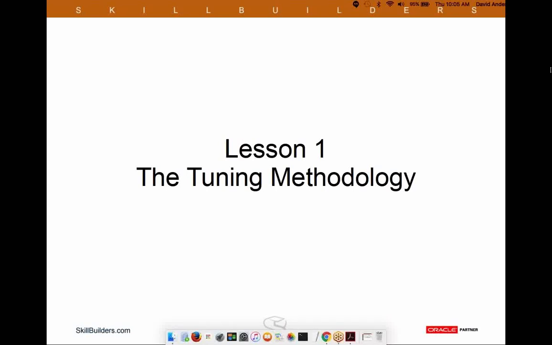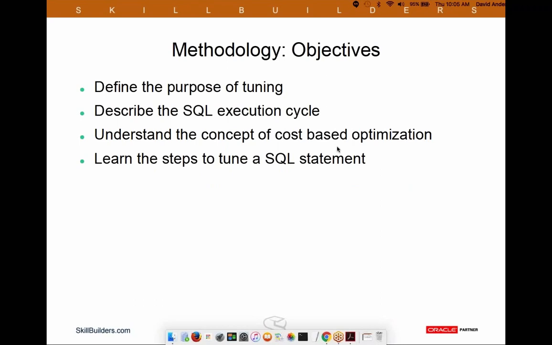So we're going to start with lesson 1, which is simply a tuning methodology, a basic introduction into tuning SQL in the Oracle database. We'll define the purpose of tuning. We'll understand the SQL execution cycle. Maybe perhaps you've heard of the terms parse, bind, execute, and fetch. Talk about those steps because understanding those steps is key to being able to tune a SQL statement. We'll talk about the cost-based optimizer, CBO, many people call it, the cost-based optimizer. And then we'll identify the steps in tuning an SQL statement.